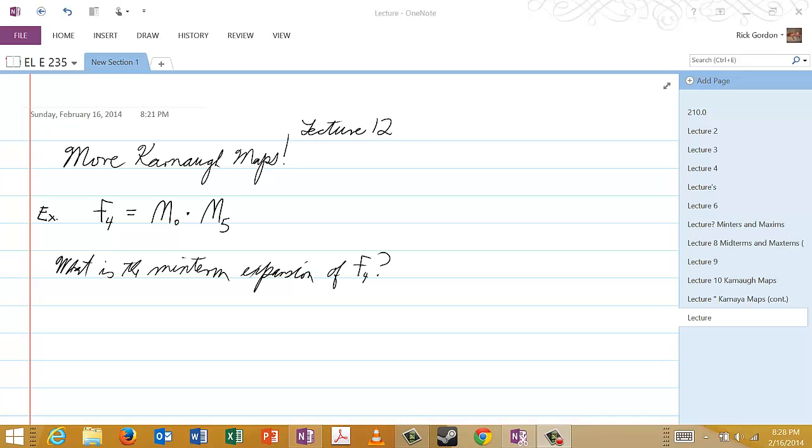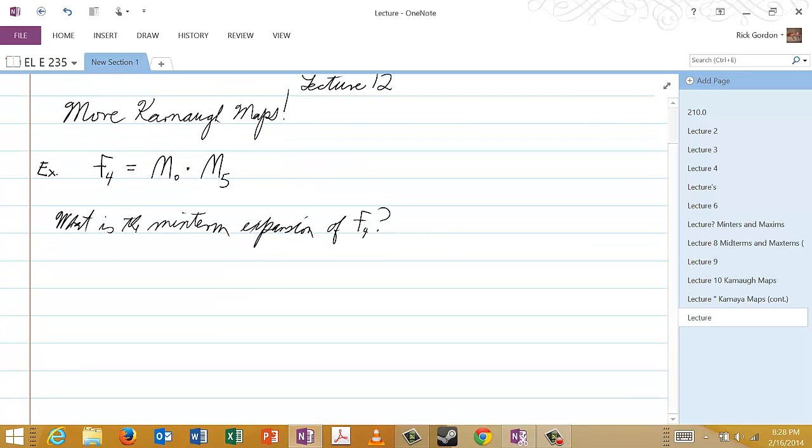Welcome to Lecture 12, in which we will continue our discussion of Karnaugh maps. But before we do, I want to touch on a question that one student raised during one of our recent classes. It's a very good question, and so I want to show it to you. Suppose we have a function f4, which is defined as being the product of the max terms capital M0 and capital M5. And suppose that we were asked to find the minterm expansion of F4.